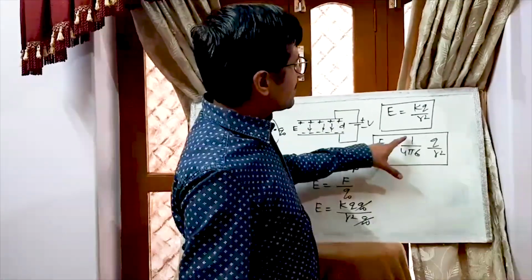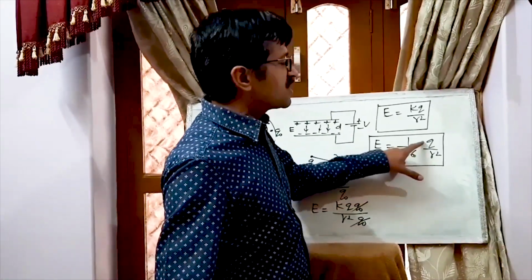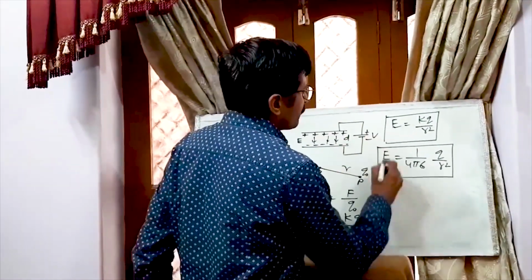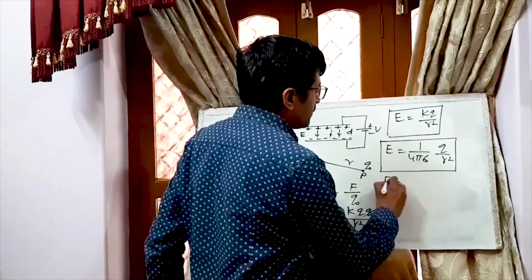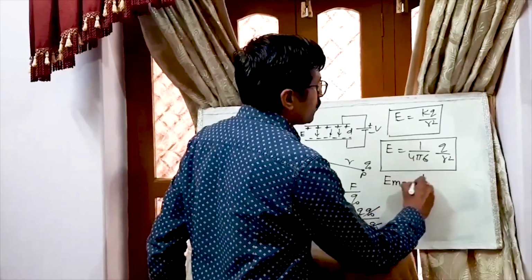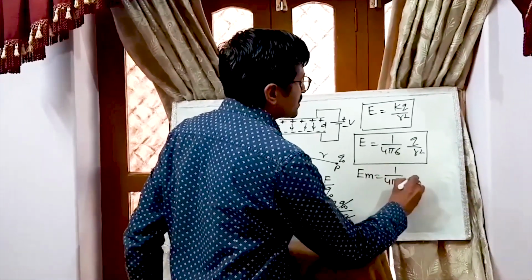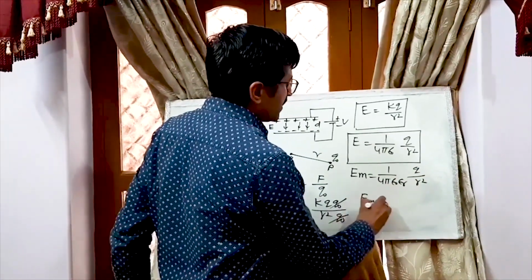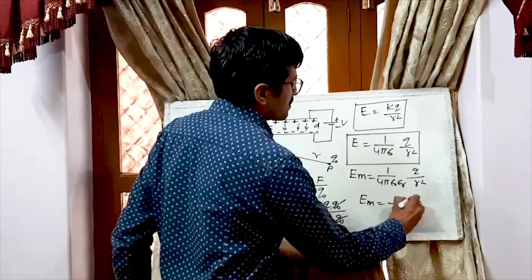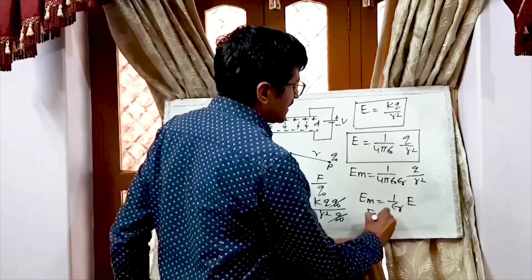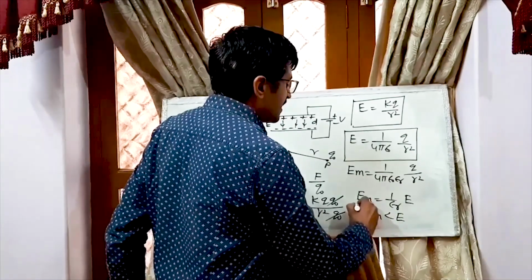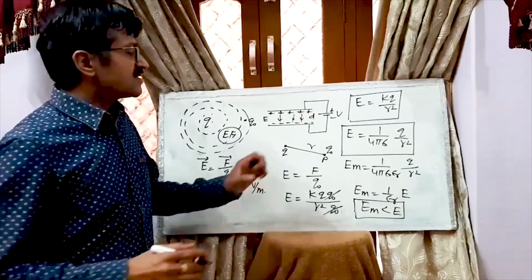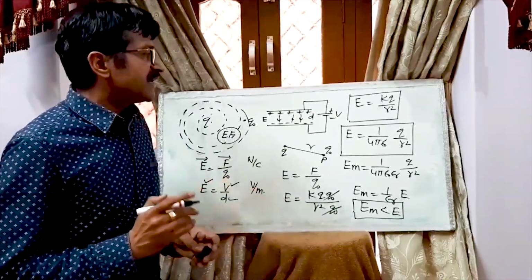What about K? K is equal to 1 upon 4 pi epsilon naught, so E is 1 upon 4 pi epsilon naught Q upon R square. Now, what about the medium? If we have to find it in a medium, then E medium will be equal to 1 upon 4 pi epsilon naught epsilon R Q upon R square, or E medium is equal to 1 upon epsilon R into E. That is, E medium will be less than E. Due to the medium, electric field intensity decreases. This is all about the electric field intensity.